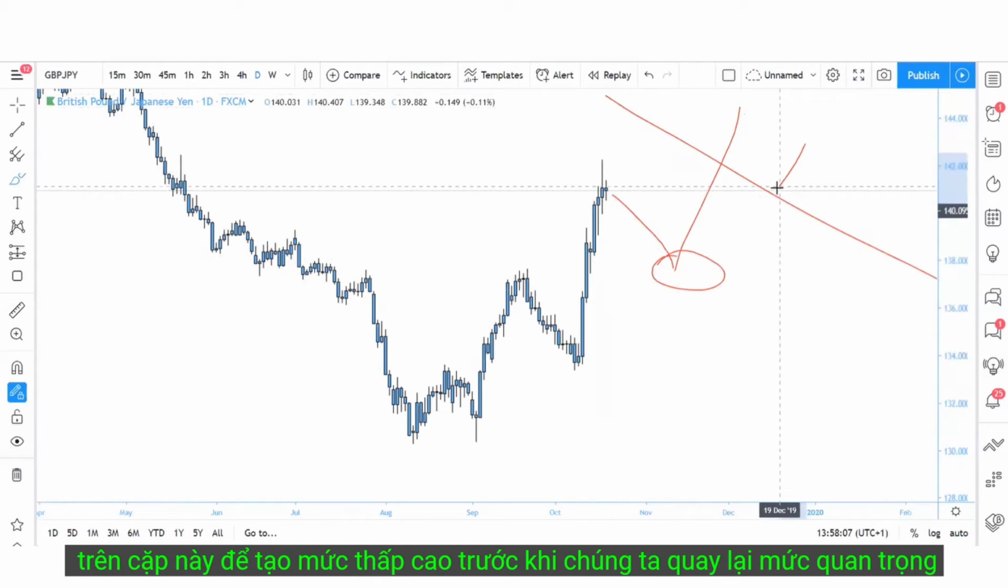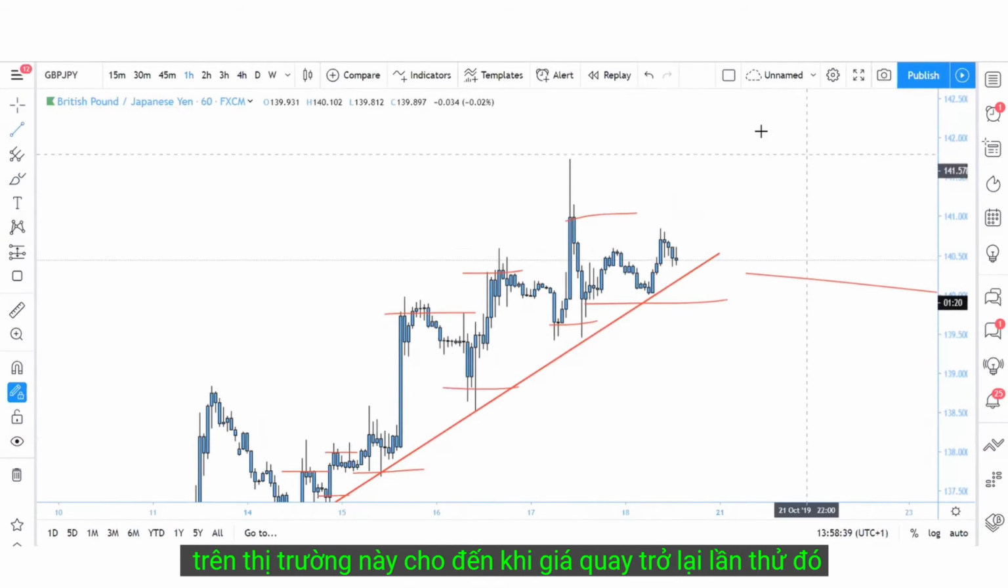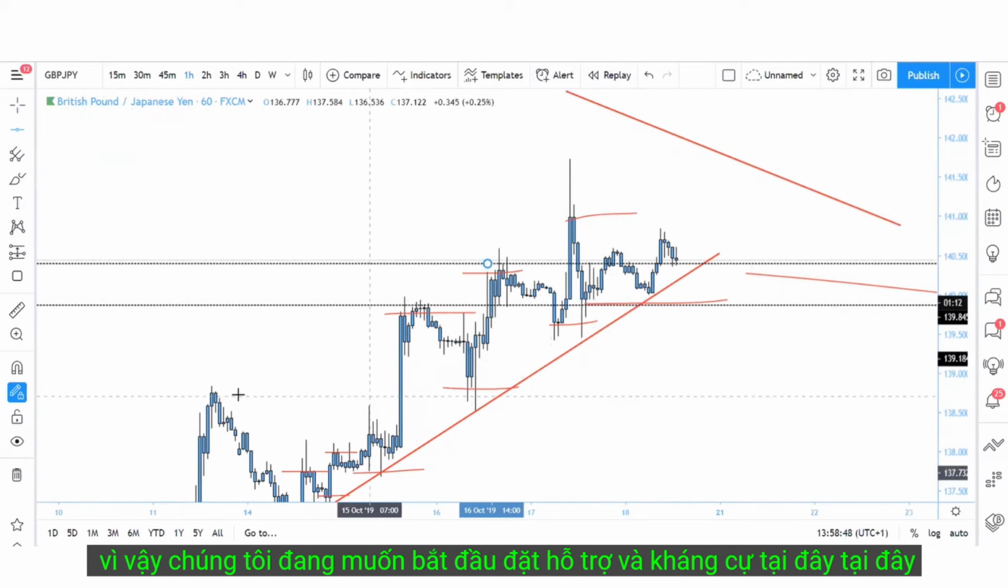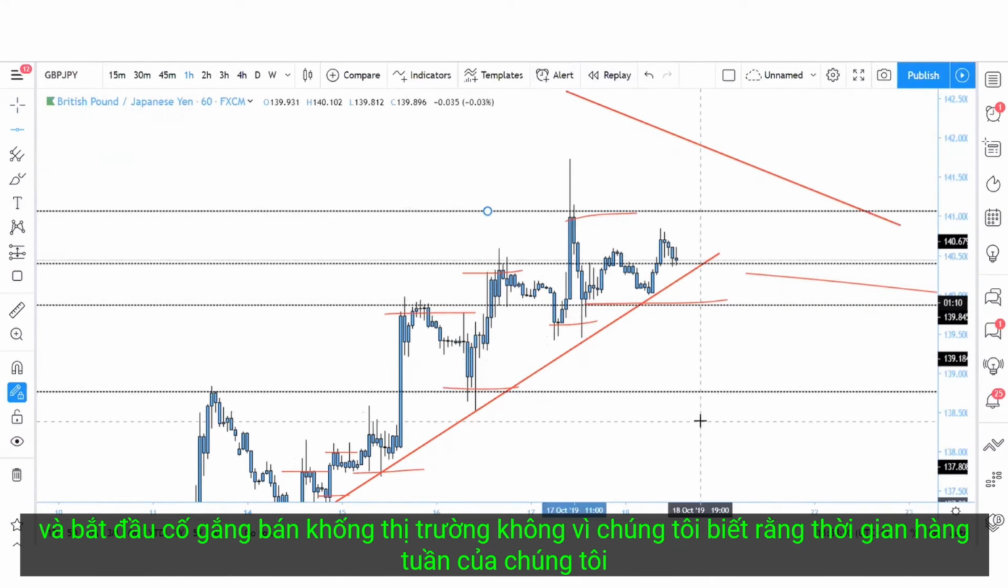And what's our plan? We're going to continue to buy this structure on this market until price gets back to that trend line. So are we looking to now start placing support and resistance here, here, here, and start trying to short the market? No, because we know that our weekly time frame has one objective: to get back to that key level that it wants to get back to, which is here.